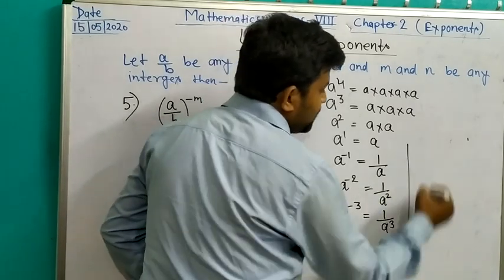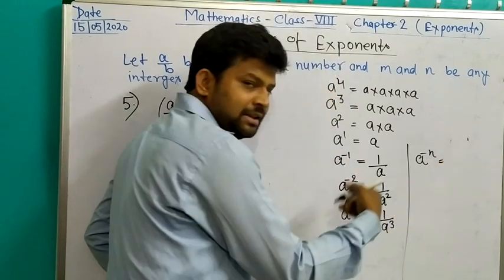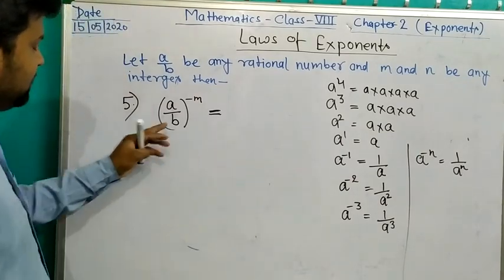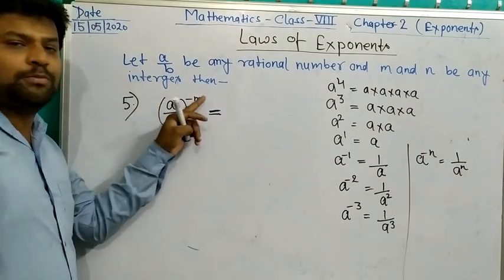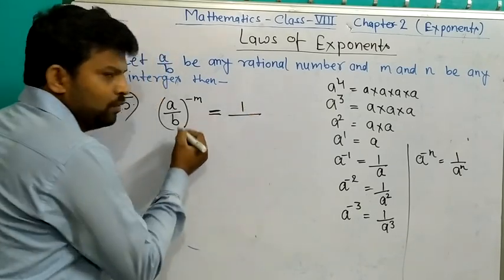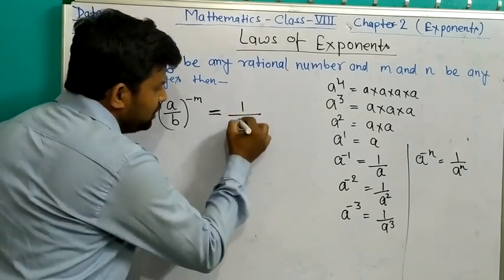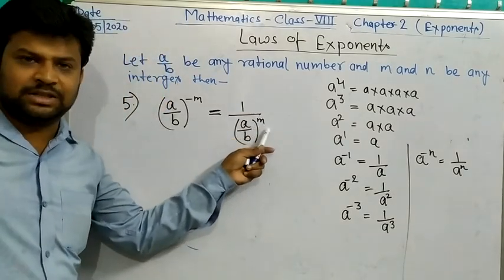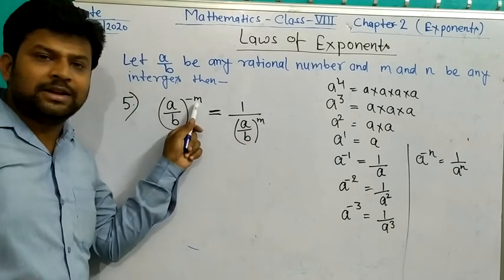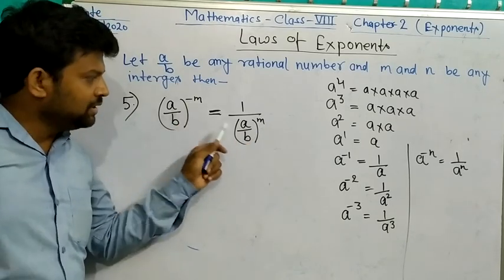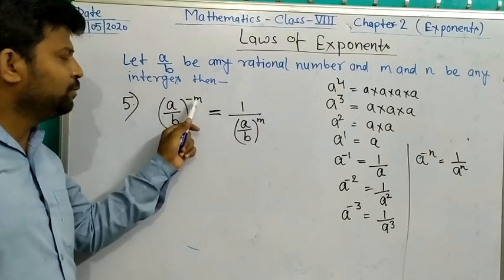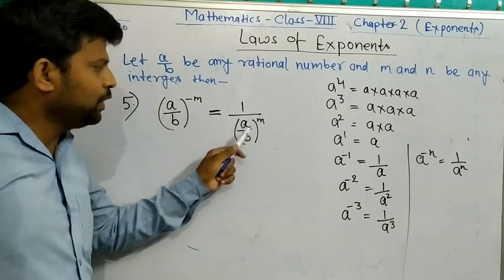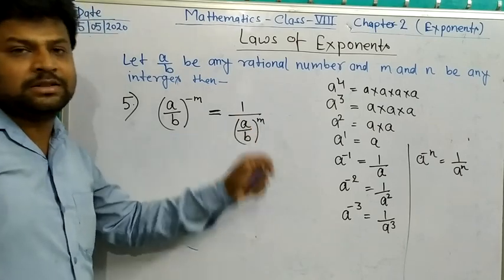And when we write a to the power minus n, we can write 1 upon a to the power n. Same as when we write (a/b) whole to the power minus m, we write 1 upon (a/b) whole to the power m. Here m is any integer. When we write (a/b) to the power minus m, it is the reciprocal of this number, 1 upon (a/b) whole to the power m, and here m is an integer.